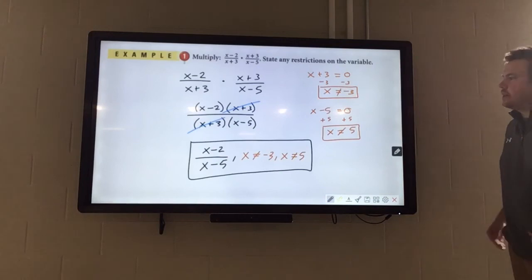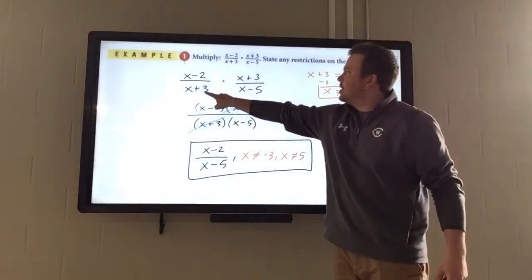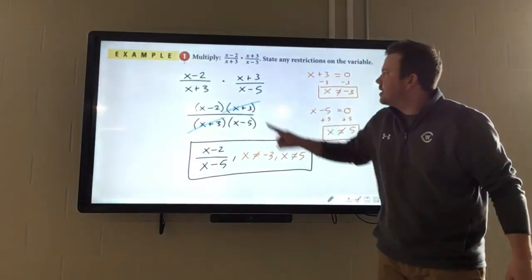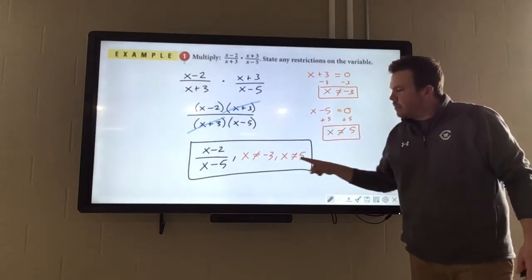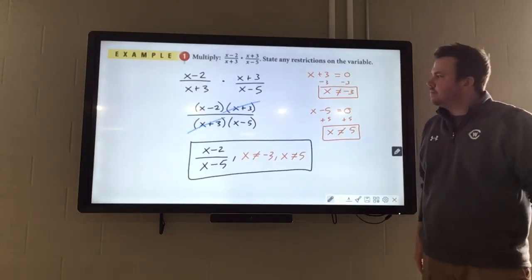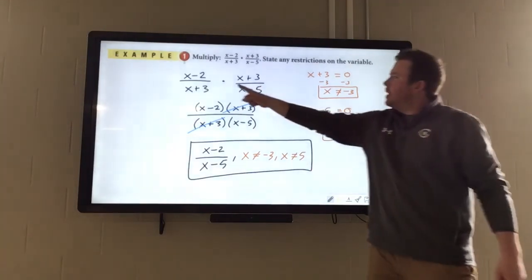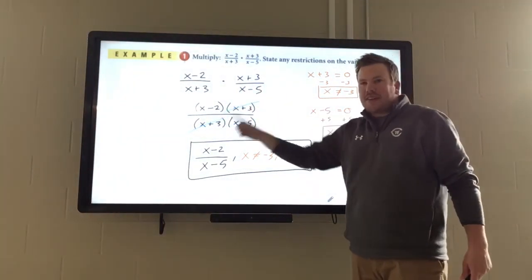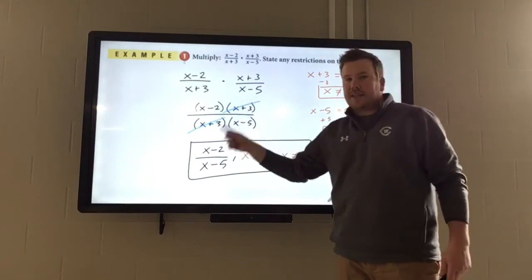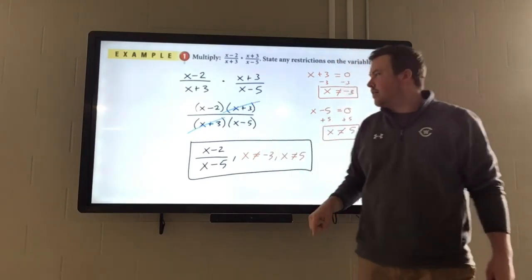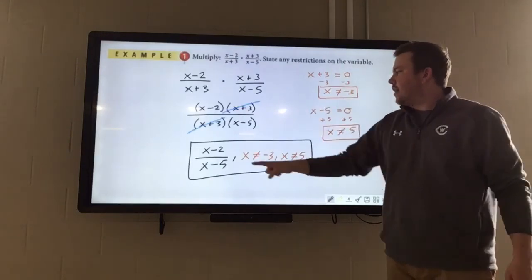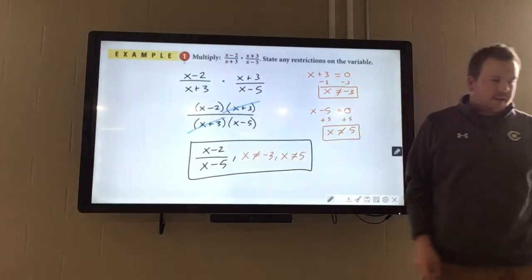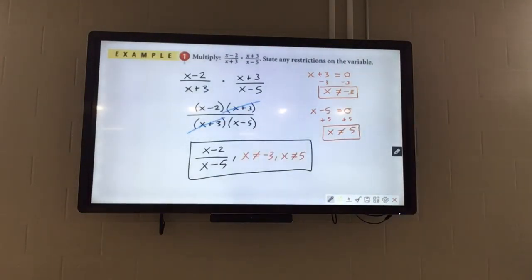So just to quickly recap, we first found our restrictions. Negative 3 would break this fraction, 5 would break that fraction. So that's where we came up with these restrictions. Then we went and actually multiplied these together, and instead of actually foiling them out, we looked for things we could simplify first, things we could cancel out. X plus 3 in the numerator, x plus 3 in the denominator, cancel out, leaving me with x minus 2 over x minus 5.